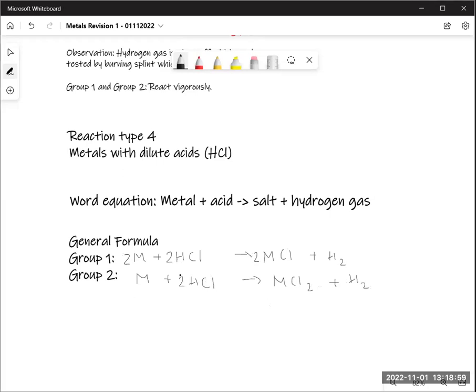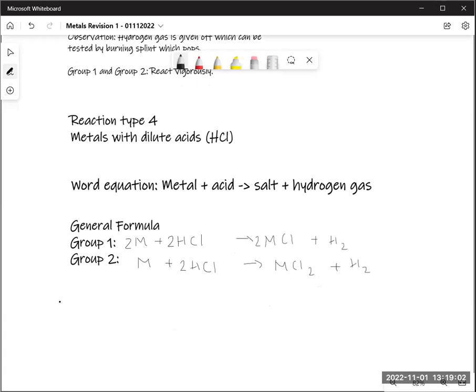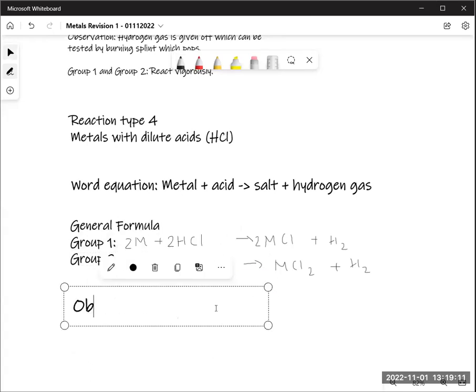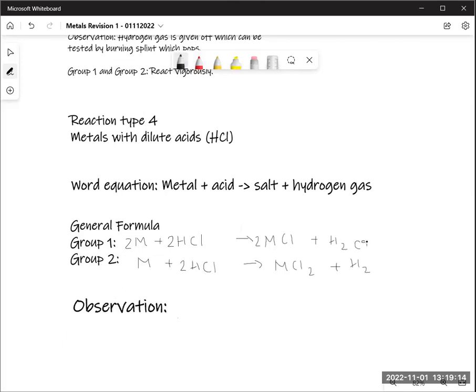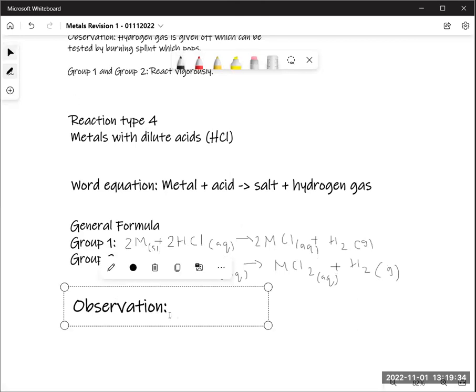Let's finish writing this, then you can go. Okay, what about observations? Observations are, again, bubbles. You have a gas being formed. This is a gas. This is a gas. This is aqueous. What does aqueous mean? Aqueous means dissolved in water. So it's like a solution, not pure liquid. It's a solution mixture. The observation for this is fizzing, or let's just say effervescence.